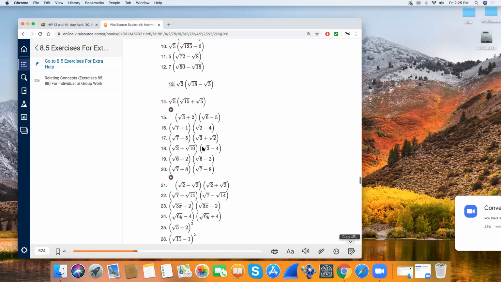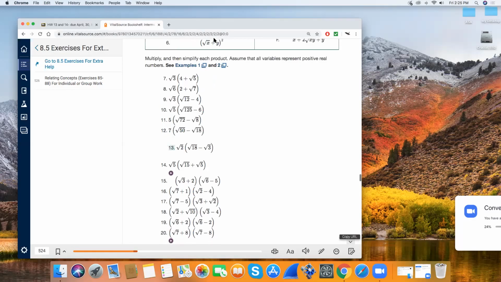Okay, let's do 8. Let me open the board first. So just a distribution. We're multiplying. You're just seeing radicals. I thought it was hard. No, radicals are pretty easy. They just look scary. Just replace it with x or a variable and it will make more sense.